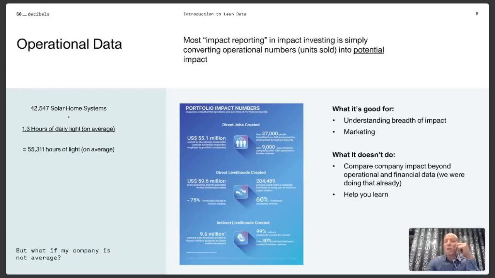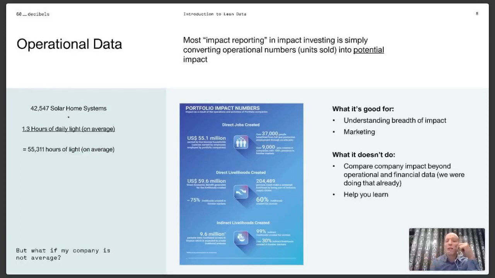So it's good for understanding how many people are reached. It's obviously good for marketing communication. But unfortunately, it is assuming that every company in your portfolio that has one business model has the exact same social impact per unit sold. So every solar home system has the same impact. Where in reality, of course, most companies are not average.